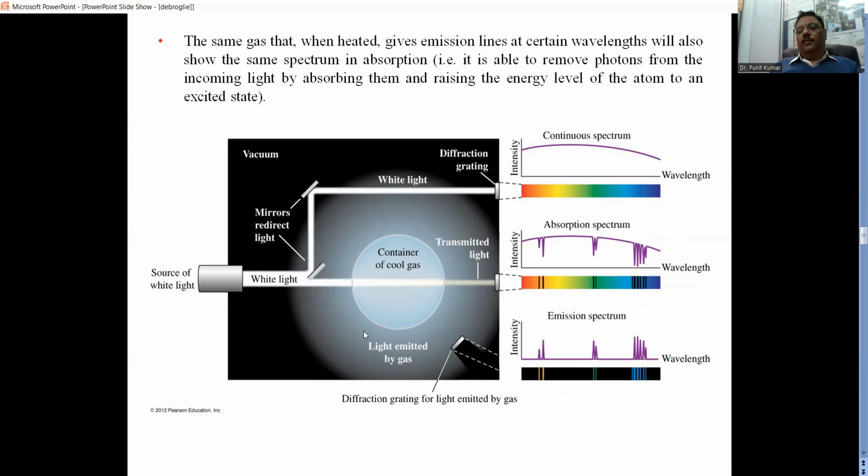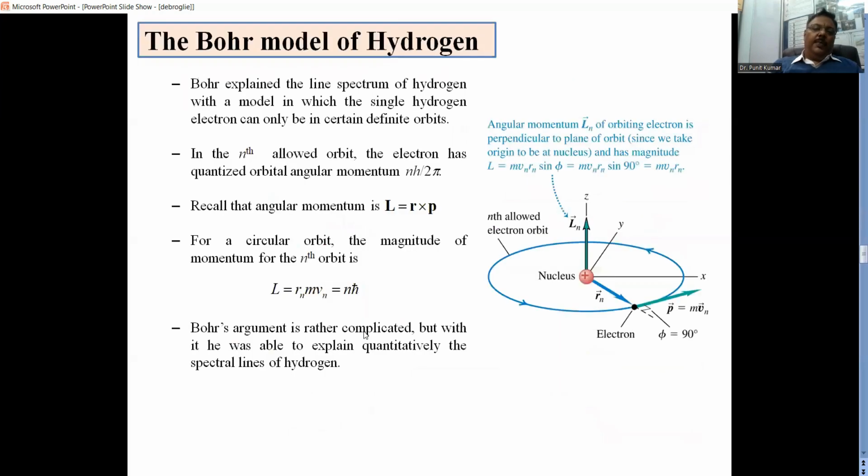Moreover, it was observed that for either absorption or emission between two specific levels, the same wavelength was involved. That means the amount of energy of the photon emitted or absorbed is the same. So the main postulate of the Bohr theory was that in the nth allowed orbit, the electron has a quantized orbital angular momentum of nh upon 2 pi. For a circular orbit, the magnitude of the angular momentum of the nth orbit is n times h cross.